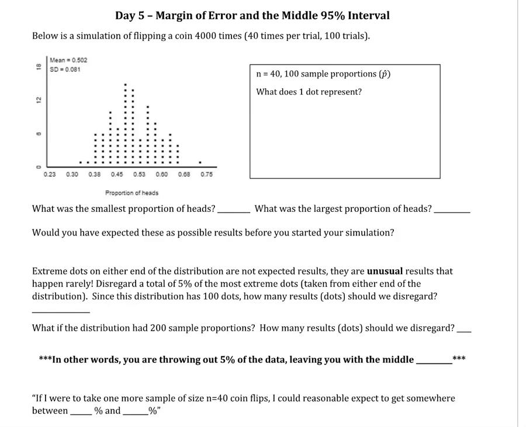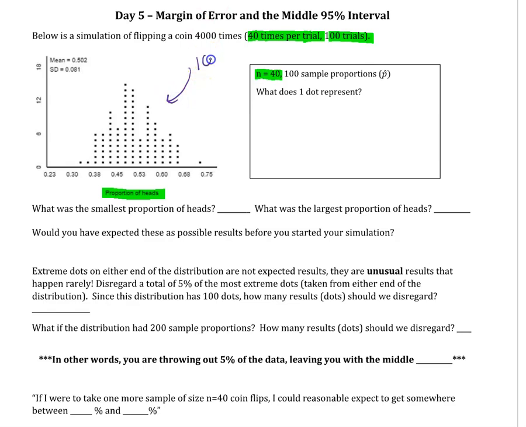So I'm going to show you where margin of error comes in with all the statistical analysis that we've been doing. Below is a simulation of flipping a coin 4,000 times. So there are 40 flips per trial, 100 trials. What that means is that your sample size is 40. So you flip the coin 40 times, you record the proportion of heads, and then you plot a point. So n equals 40 is your sample size.